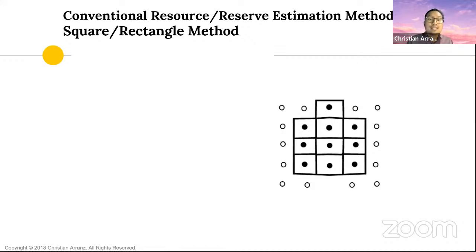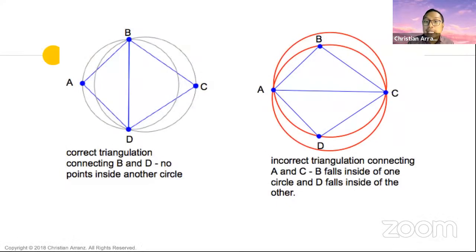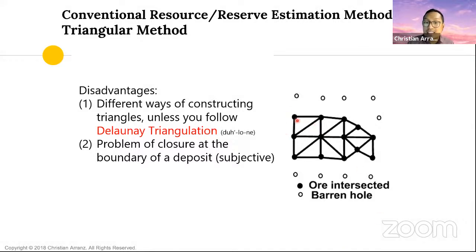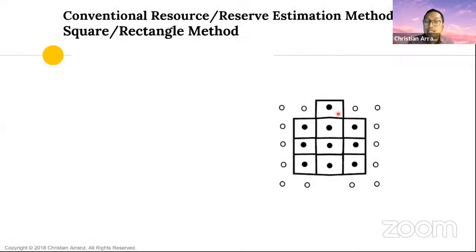For the next methods, we just add a side. We'll add one more side to a triangle, and you have a square or rectangle. The major difference between the triangle method and the square or rectangle method is that your drill holes are in the middle of the squares or rectangles, unlike in the triangle method, wherein your drill holes are the vertices, the corners of your triangle. But here, the drill holes are in the middle.